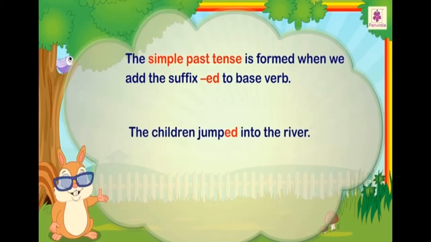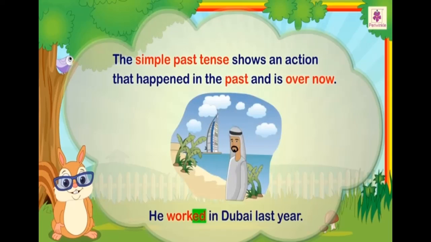Now, about the simple past tense. A sentence that talks about an action which happened in the past is said to be in the simple past tense. The simple past tense is formed when we add the suffix ed to the base verb. Look at the example: the children jumped into the river. The simple past tense uses the past form of a verb. Different verbs form the past tense in different ways. The simple past tense shows an action that happened in the past and is over now.